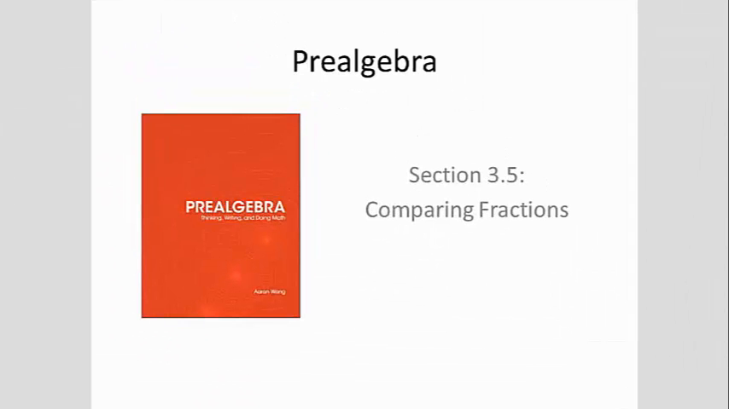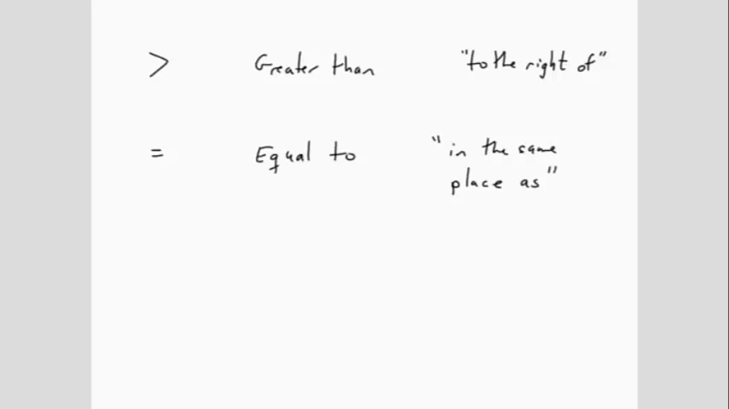When comparing numbers, the most useful way to think about it is using the number line. There are three symbols that give different relationships based on the locations of the numbers relative to each other on the number line. The greater than symbol means to the right of, the equal sign means in the same place as, and the less than sign means to the left of.